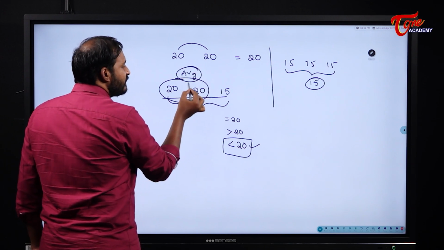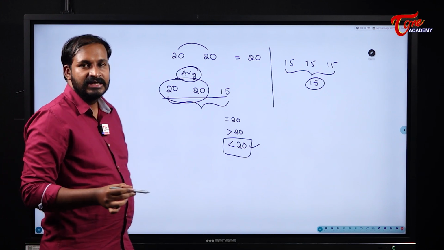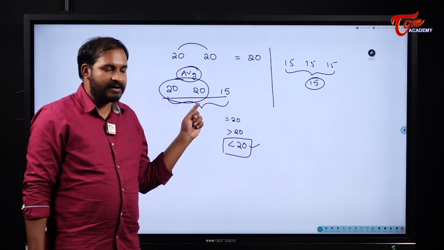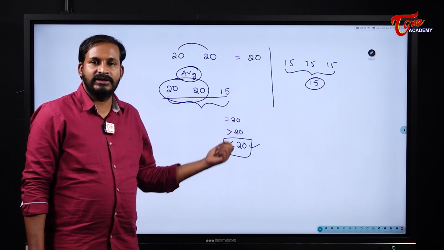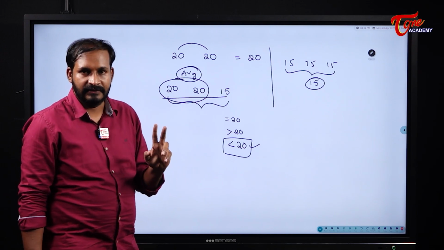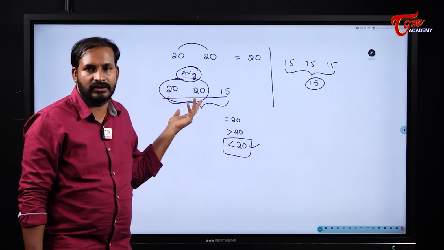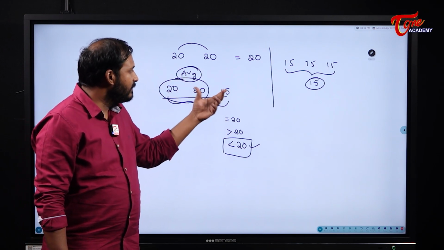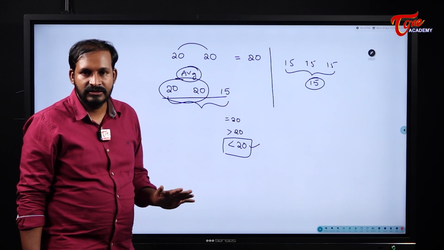What is my previous average? 20. The number which I am adding is less than the previous average. So, obviously, the average will fall less than 20. Don't think that 15 is less than 20. It is not like that. 15 is less than the previous average. What is the previous average here? 20 only. Because of that reason, my new average will become less than 20. Understood? Understood?